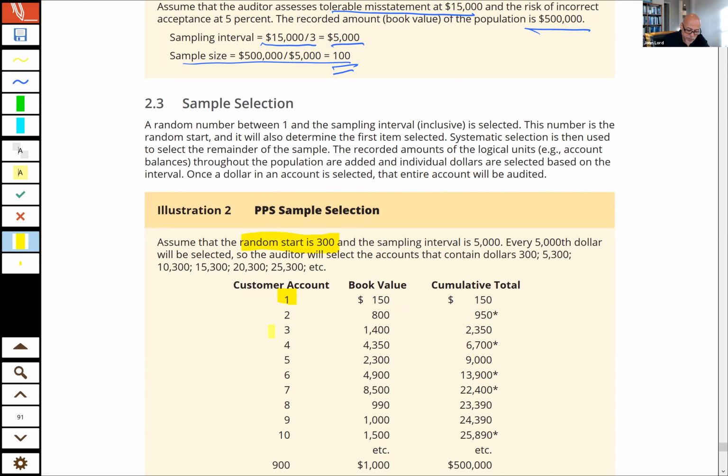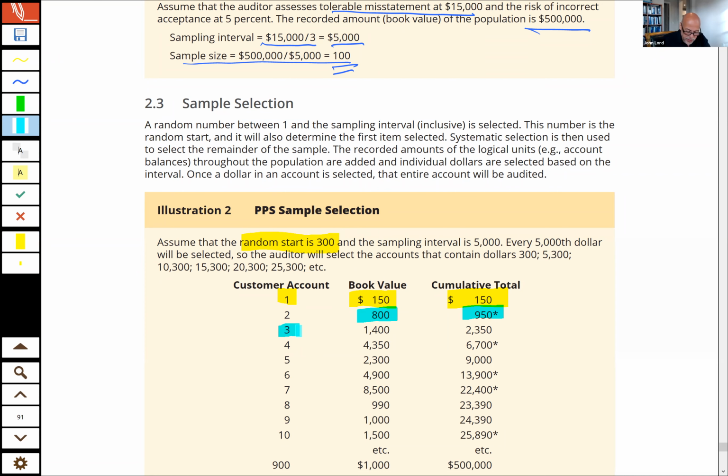So we go to the account receivable number 1. It's only got $150 in it. It can't have the $300 because it's not big enough. There's not $300 there. So I go to account number 2. I add in that 800, that brings me up to 950. So now I have what? Now I have found my $300. Now I go ahead and I get on my sampling interval, and I'm going to look for the 5,300, the 10,300, and so on.